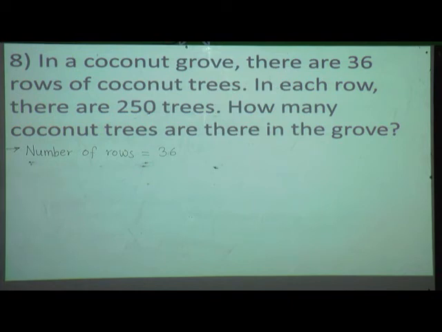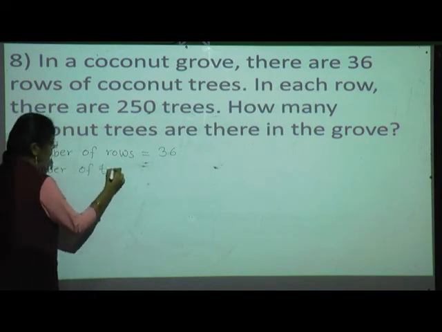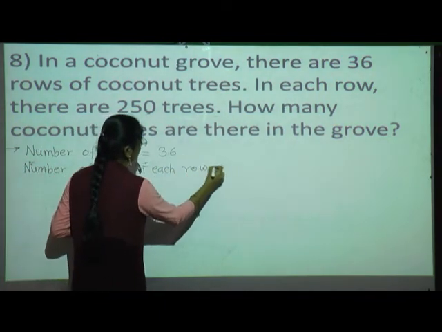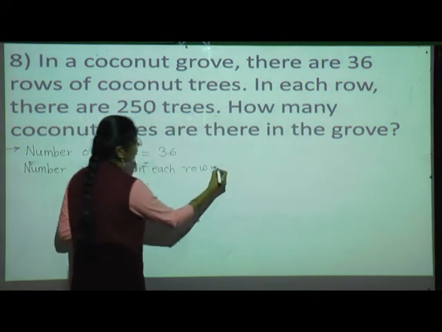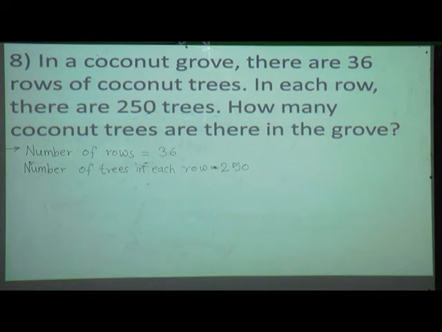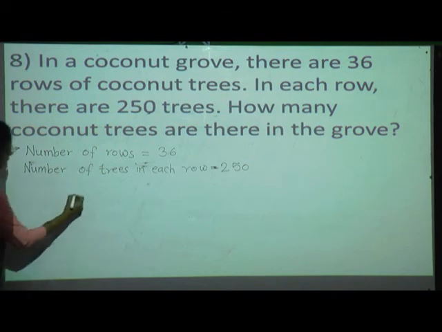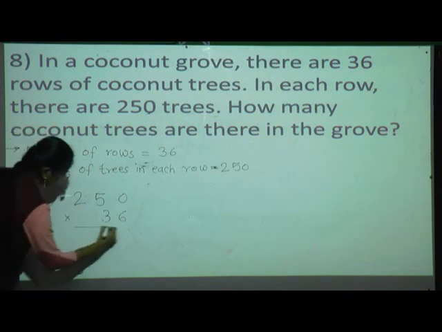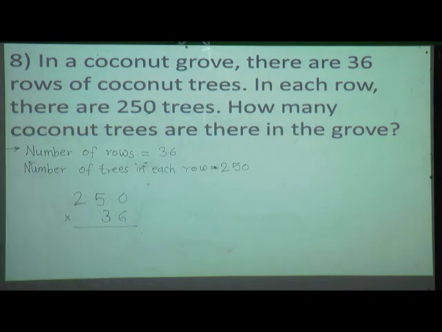Now in each row there are 250 trees. So number of trees in each row. How many trees are there in each row? 250. Okay, and the question is how many coconut trees are there in the grove? So do the multiplication, 250 into 36. Then we will get the total number of coconut trees in the grove.